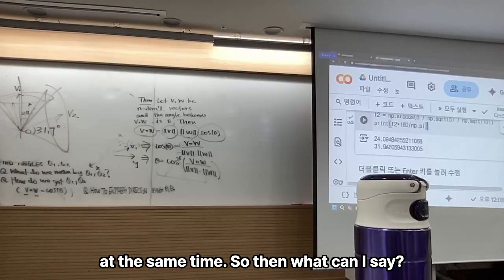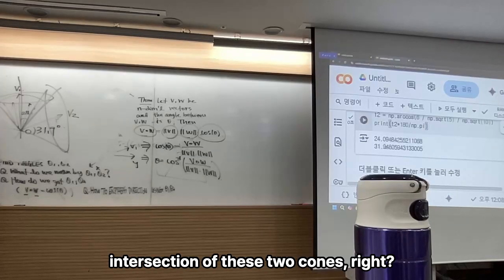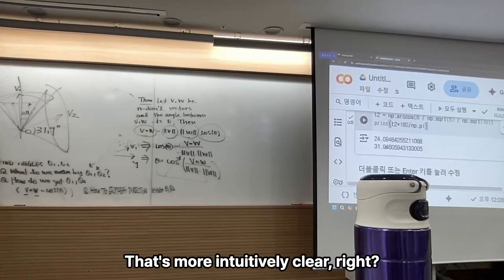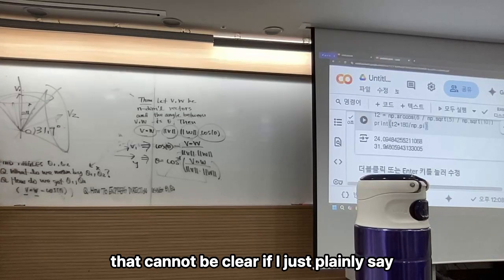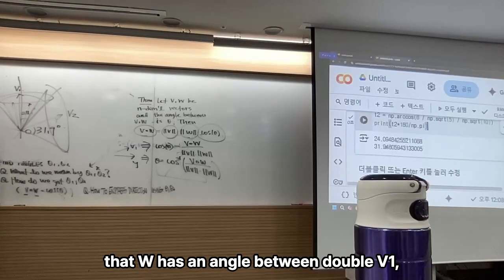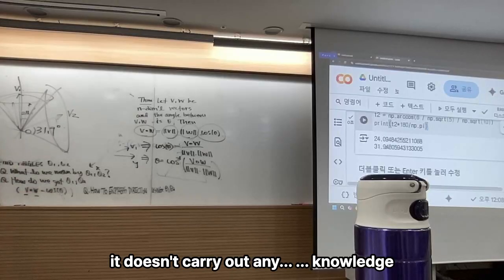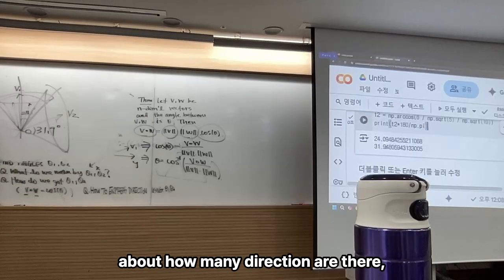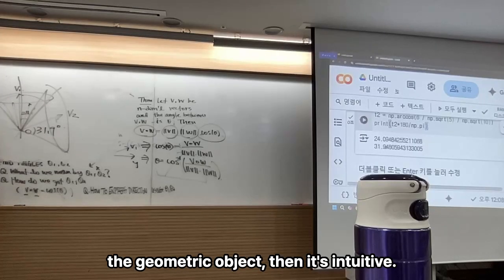So then what can I say? The only directions that W can have are in the intersection of these two cones, right? That's more intuitively clear, right? It's clear that it has two directions. That cannot be clear if I just plainly say that W has an angle with V1 and V2 with these angles. It doesn't carry any knowledge about how many directions there are. But if you explain with the cone, the geometric object, then it's intuitive.